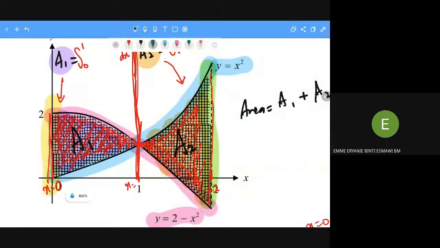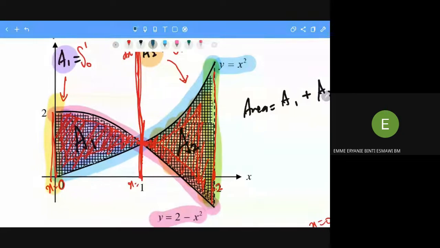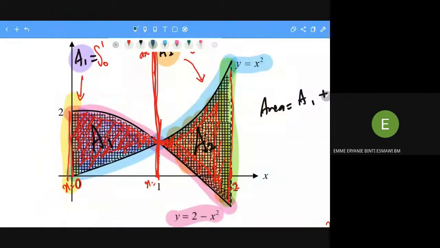Sebab tu saya tanya satu lagi, last poll. To find the bounded region, why do we have to separate the regions A1 and A2? Why do we have to separate? Okay, so the most accurate reason is the third one, iaitu A1 has different functions than A2 on top and below the regions. Okay, sebab tu sebenarnya we have to separate.